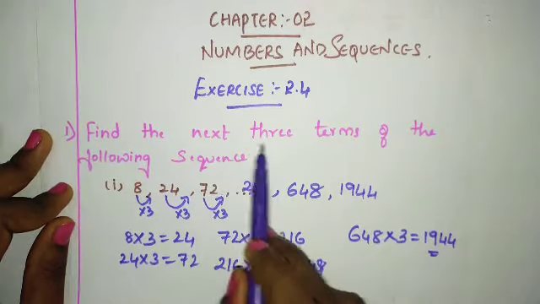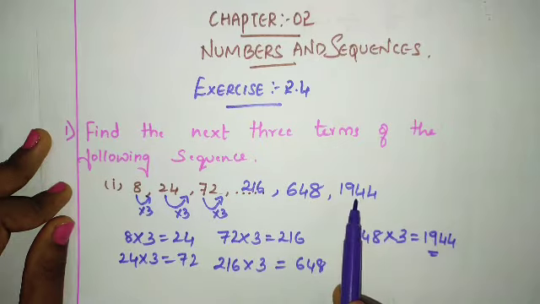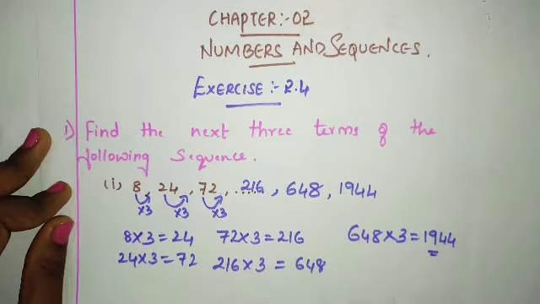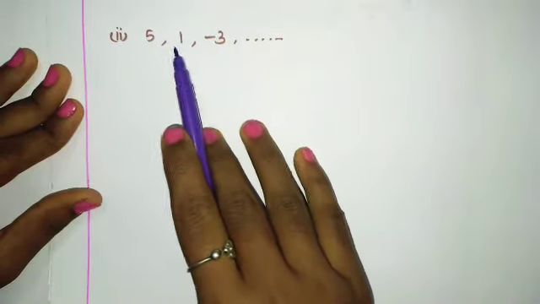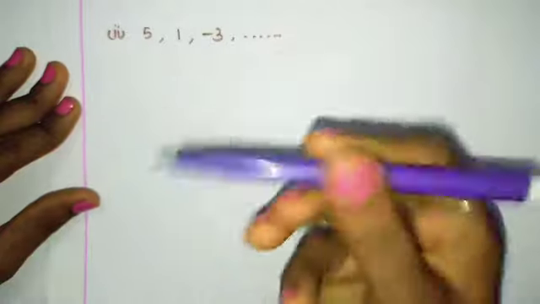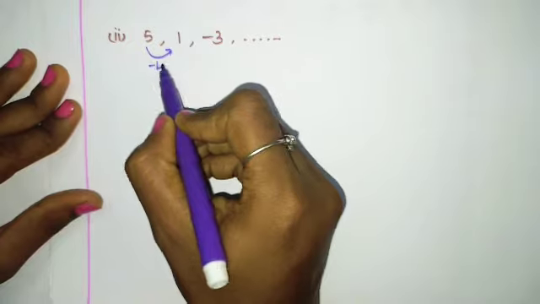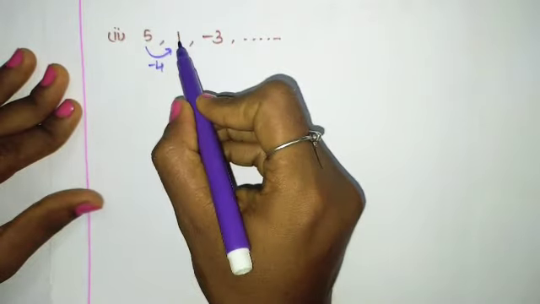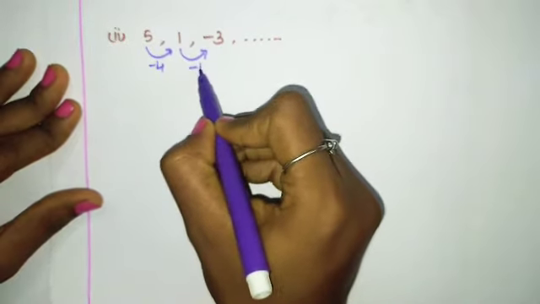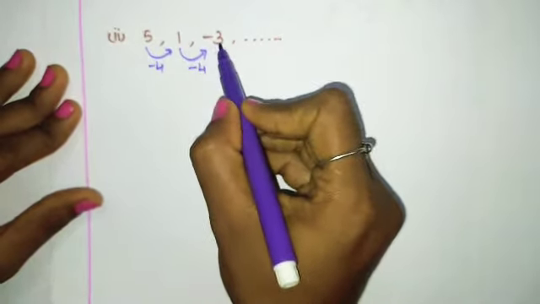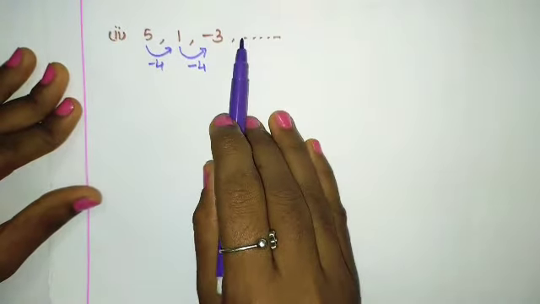They asked you the next three terms, correct? So the next three terms are 216, 648 and 1944. Okay. Next sum, 5, 1, minus 3. Just see what's the relationship between these three numbers. If I do 5 minus 4, I'll get 1, correct? If I subtract 1 minus 4, I'll get minus 3, correct? So you have to subtract 4 from each number.